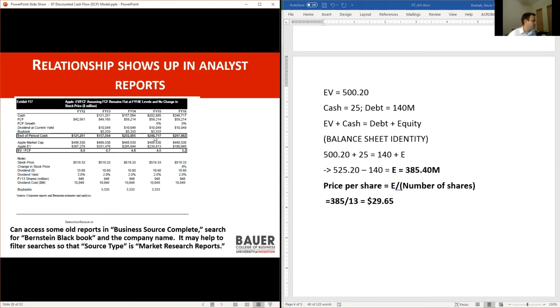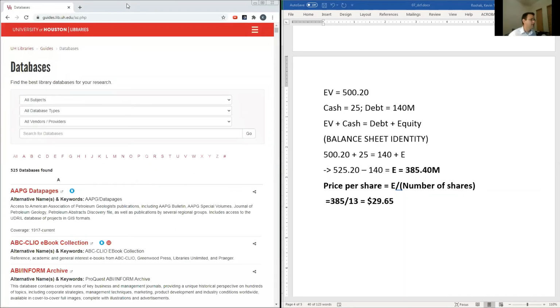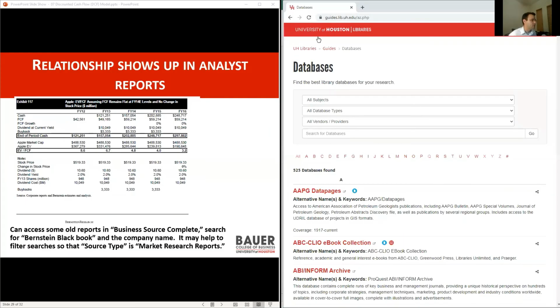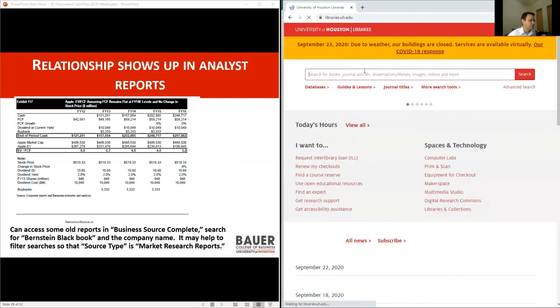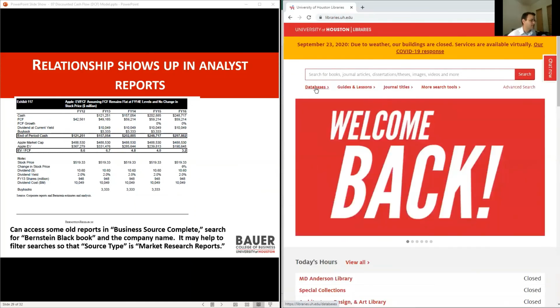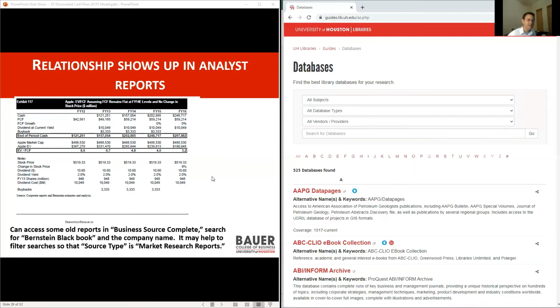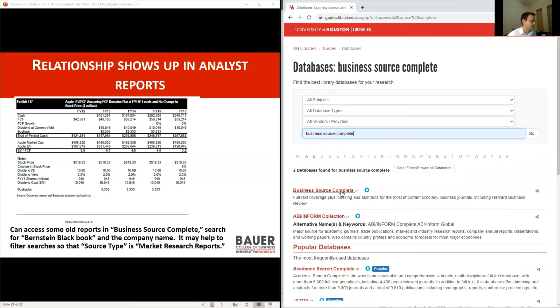And you can look up analyst reports. You can do this through UH's library. So I want to pull that up real quick because it's kind of neat to see. So if you go to the UH library website, you'll see a web page like this. You can search. You look for databases. The database that has some analyst reports is called Business Source Complete. So you just search Business Source Complete here. It's going to show up. There we go.